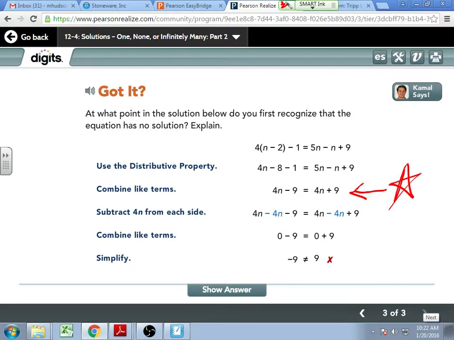That tells me when I see the 4n is shared and the minus 9, the 4n shared and the plus 9, that difference in addition versus subtraction is how I realize there's no solution. Now, if I keep going, I get down to here, but I don't need to. I don't need to keep going once I see the contradiction. Making sense?